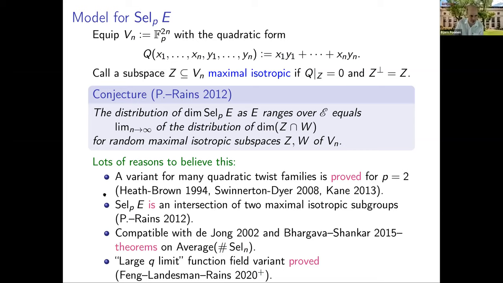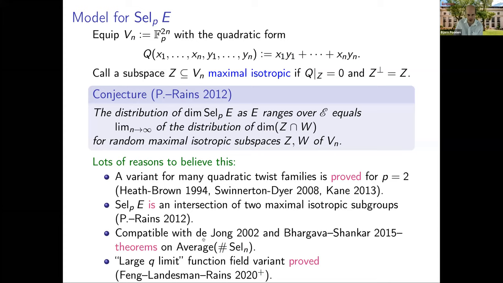All right, so those are two reasons, one cheating reason and one actual reason to believe this. And also another reason that this conjecture is compatible. Well, there's not a general theorem about this yet, but it's compatible with some consequences of this theorem. If you knew this complete distribution, you would in particular be able to predict the average size of the Selmer group. And as far as we know, that's compatible with all the theorems that have been proved.